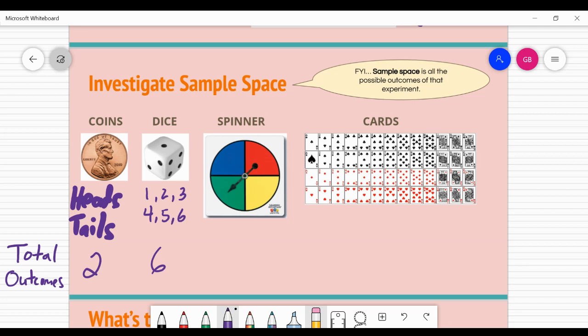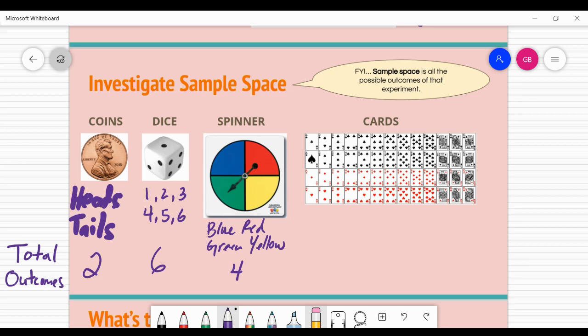If you spin this spinner here, notice that the area of each color is the same. And you could get either blue, red, green, or yellow. So there are 4 possible outcomes.